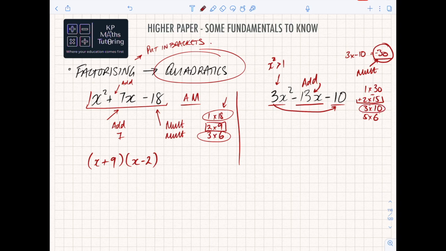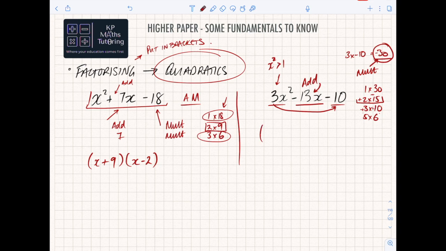A common one that pupils would put would be this one, because I think 3 and 10 makes 13. But to make 13, they would both have to be positive, because 3 plus 10 is 13. Whereas if you had one as positive and one as negative, you're going to end up making a 7 somewhere. So it has to be this 2 and 15.